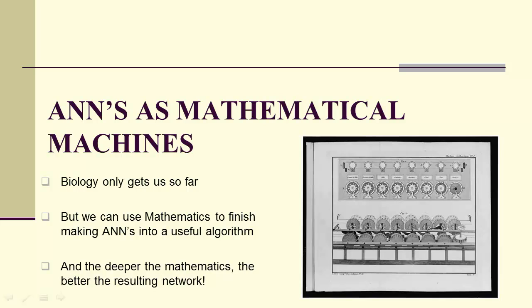Artificial neural networks are mathematical machines. The biology can only get us so far. We really need math to extend what we get from the biology into a useful algorithm. And the deeper the math that we use, the better the network we actually will be working with.